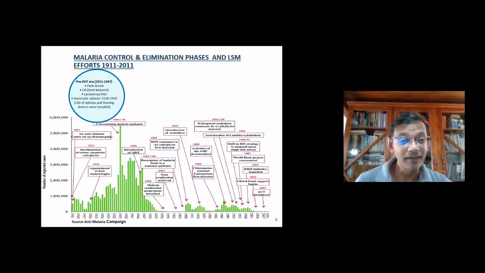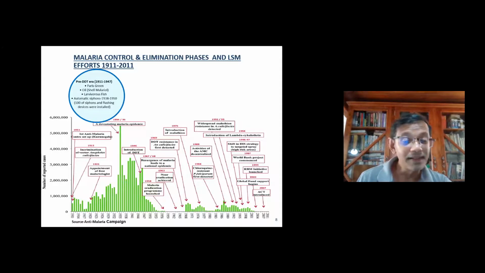The tools used during those days were Paris green, that is copper acetoarsenite, an oil called shell malariol, and larvivorous fish, local fish such as Aplocheilus and other species, as well as some imported species, Gambusia affinis and Poecilia reticulata. And after the 34-35 epidemic, hundreds of siphons and flushing devices were installed because the epidemic was caused by an unprecedented drought that occurred during that period.